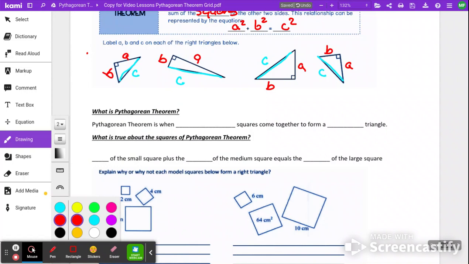What is the Pythagorean theorem? The Pythagorean theorem is when the sides of three squares come together to form a right triangle. And this is what we did in our previous activity in the Explore activity. What is true about the squares of Pythagorean theorem? The area of the small square plus the area of the medium square equals the area of the large square.